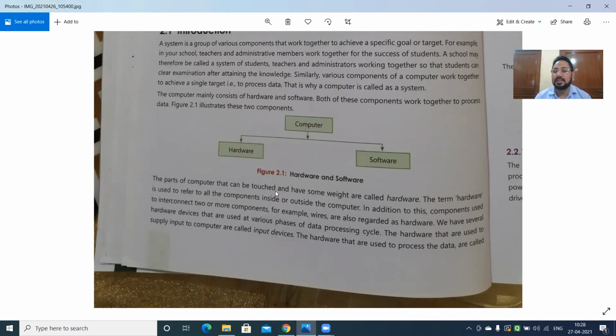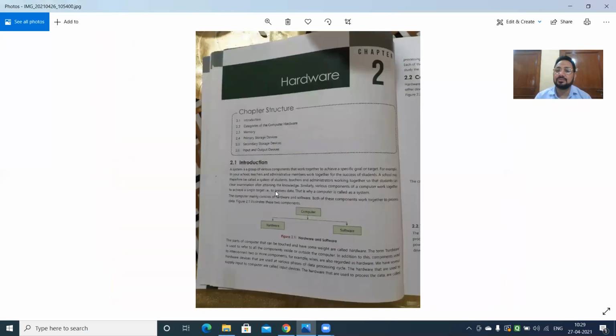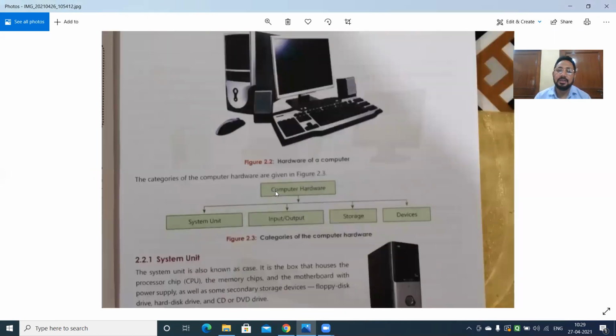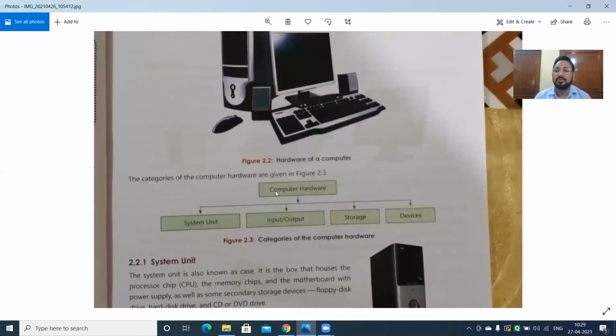A computer has basically two parts, hardware and software. Hardware parts are those parts which take some space, have some weight, and which we can touch. Basically, hardware is used for the different components of the computer. Then we went to the next point, categories of computer hardware. The categories of computer hardware are system unit, input, output, storage, and devices.